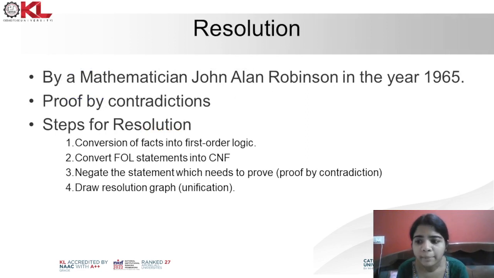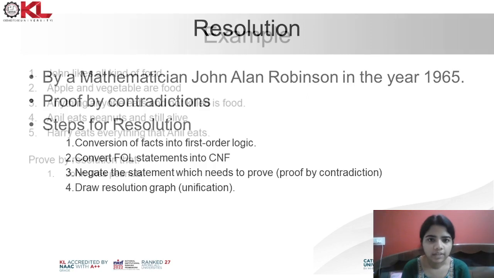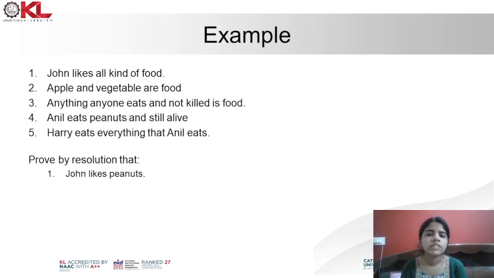Resolution. By a mathematician, John Allen Robinson, in the year 1965. Proof by contradiction. Steps for resolution. When you look into the steps of resolution: conversion of facts into first order logic, conversion of these FOL statements into CNF, negate the statement which needs to be proved, draw the resolution graph, unification.